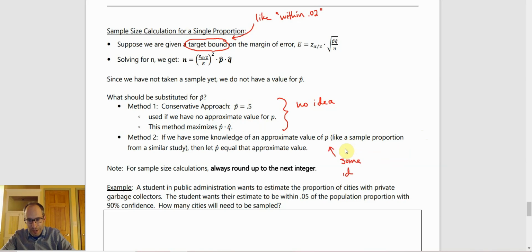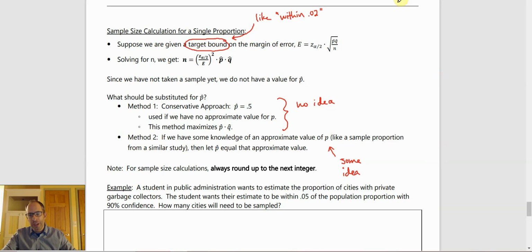So no idea, I guess this one would be some idea, right? If we have some knowledge, and that's like if you have a similar study and you can go, well, we did the same thing 2 years ago and we don't think very much has changed since then, so we think the point estimate ought to be about the same. We're just going to use that one. Then that ends up being a reasonable thing. That'll give you a sample size that doesn't need to be quite as big.